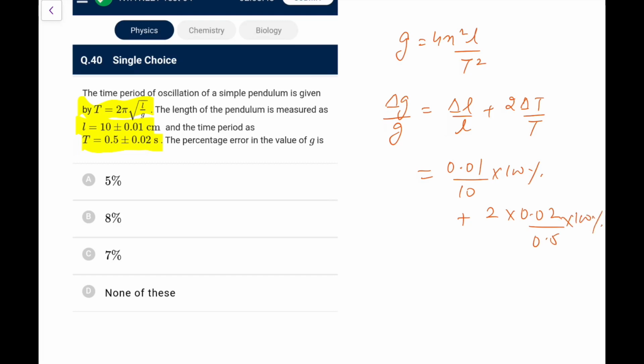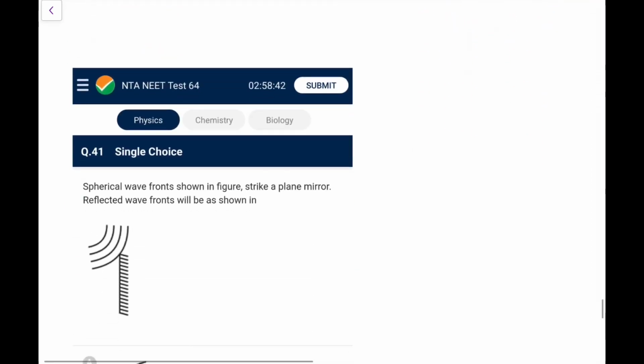So this would be 0.01 by 10 into 100, that is 0.1%, and then 4 upon 0.5, that is equal to 8%. So it comes out to be 8.1% as per me. So what should I go for? I'll go for 8%. That is the most appropriate one. I can't go for none of these. This option shouldn't be there, otherwise there's confusion, but I'm going with 8% here.